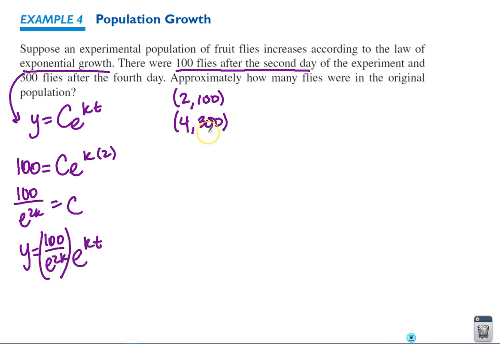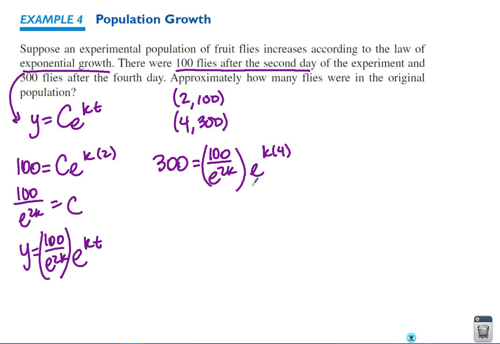All right, so now I'm going to plug in this term over here. So 300 is equal to 100 over e to the 2k times e to the k times 4. Okay, again, I just plugged in this data point. So now let's see if I can clean this one up just a hair bit here.